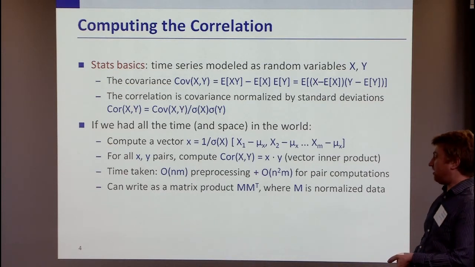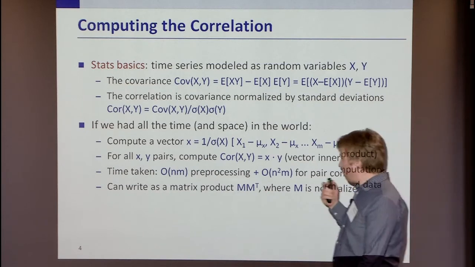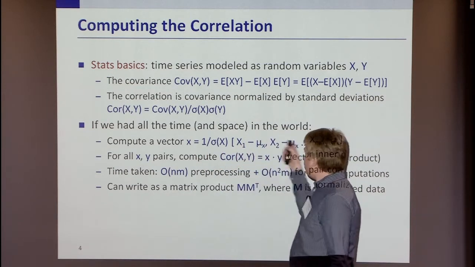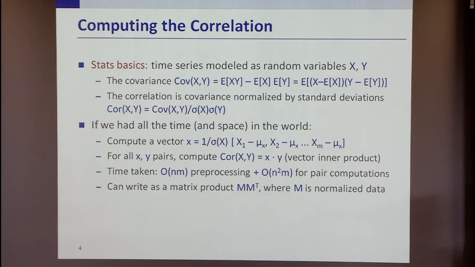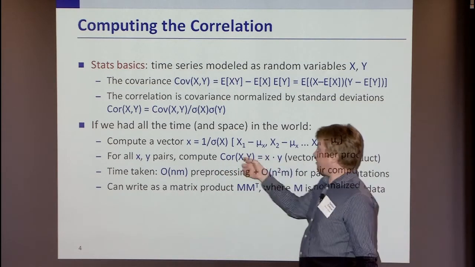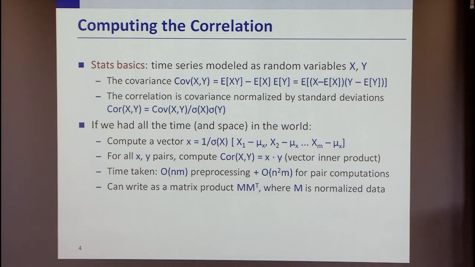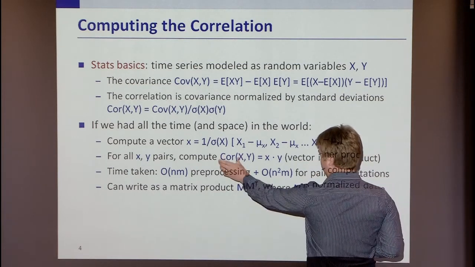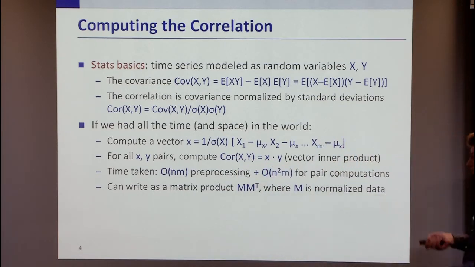So if time was not an issue, space was not an issue, and I just wanted to do this computation, what would I do? Well, one plausible thing would be, for each input series, to create an appropriately normalized version of it. Essentially subtract off the mean of the series and then divide through by the standard deviation. That lets me then reduce to an inner product, because the correlation between any pair is just the inner product between the corresponding vector representations.